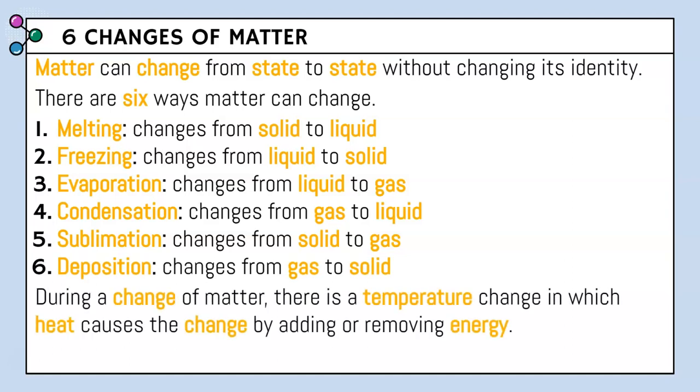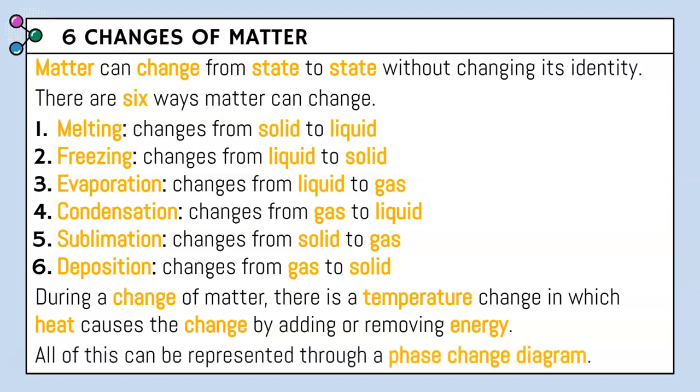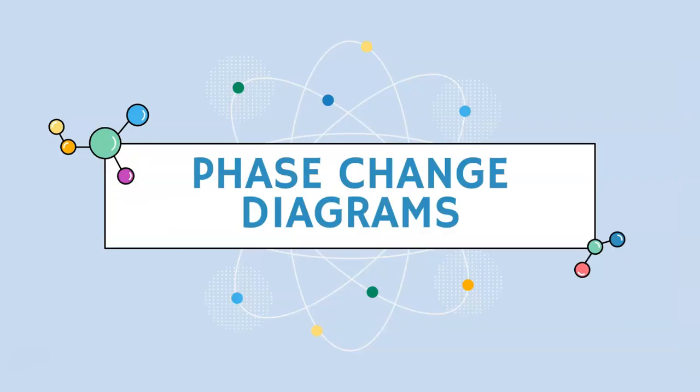Now, during a change of matter, there is a temperature change, which we know when we're melting ice or boiling, we're increasing the temperature. Oppositely, we would decrease the temperature. So there is a temperature change in which heat causes the change by adding or removing energy. And all of this can be represented through a phase change diagram. So let's go ahead and look at what phase change diagrams look like.